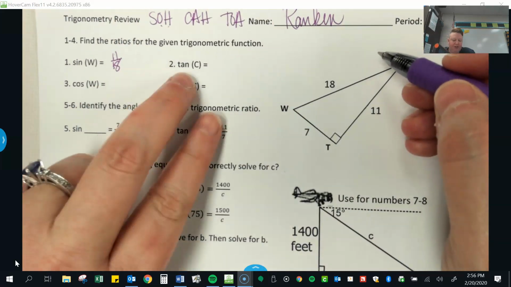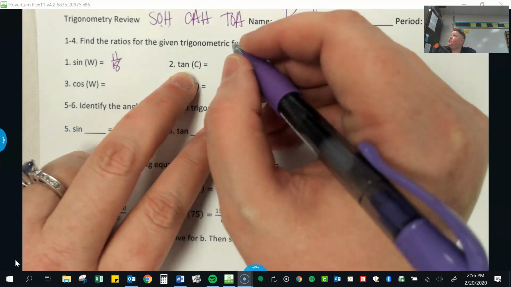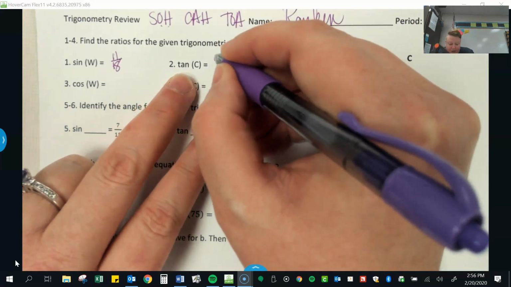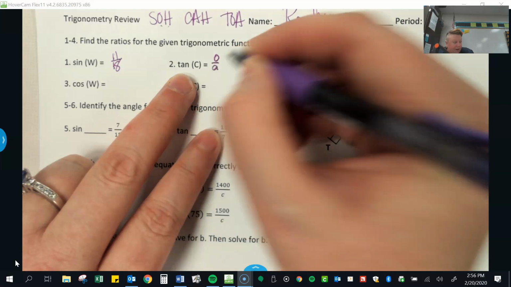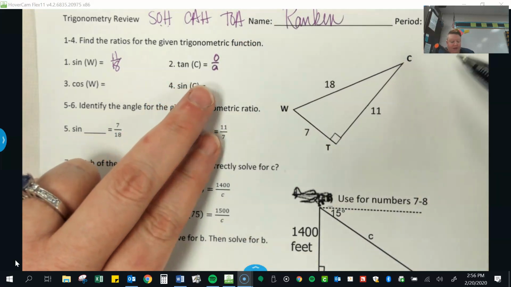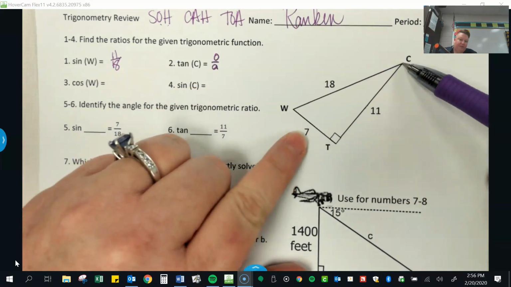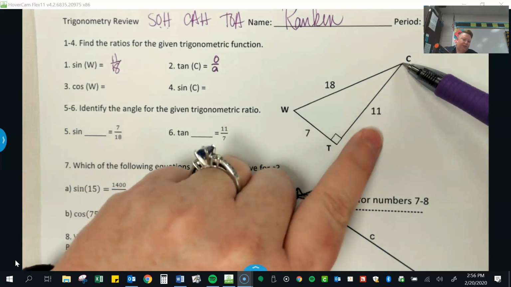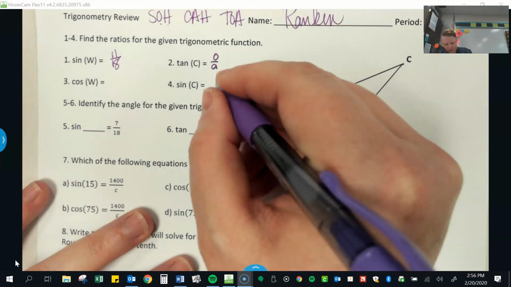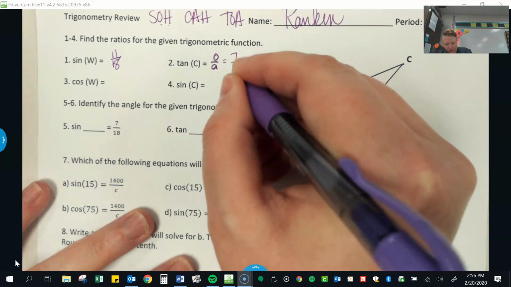It wants the tangent of C. The tangent is the opposite over the adjacent. Okay? So if I'm at C, the opposite's 7. The adjacent is 11. So it's 7 over 11.